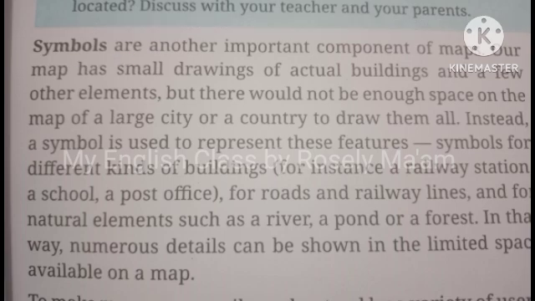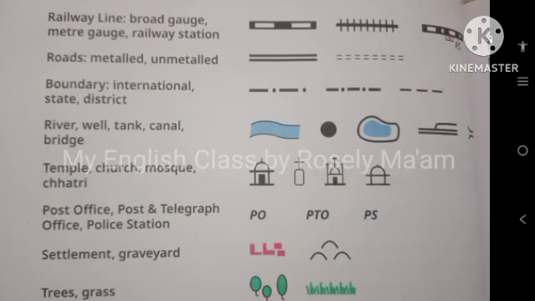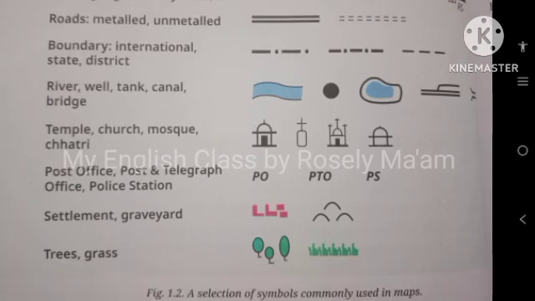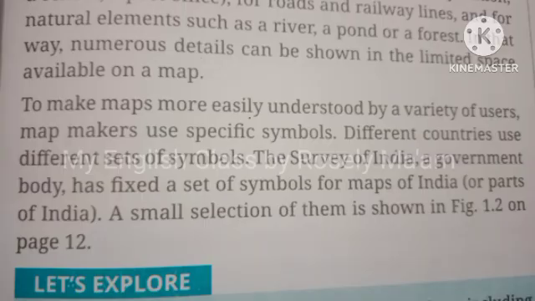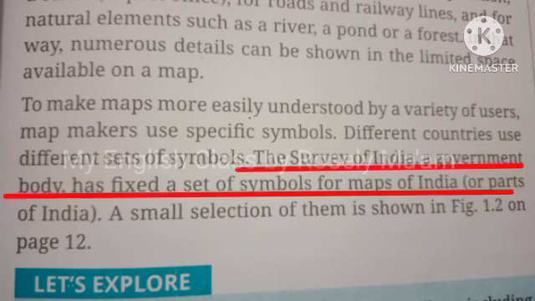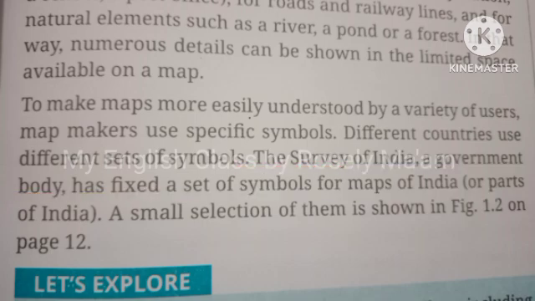Symbols are another important component of the map. A map has small drawings of the actual buildings and other elements, because if we make them in big sizes, it will be very difficult to show everything on the map. So, do you know who has given us these symbols? The Survey of India, a government body, has fixed a set of symbols for maps of India.